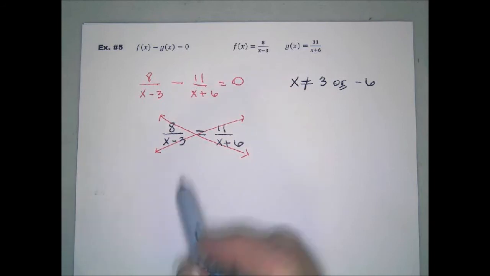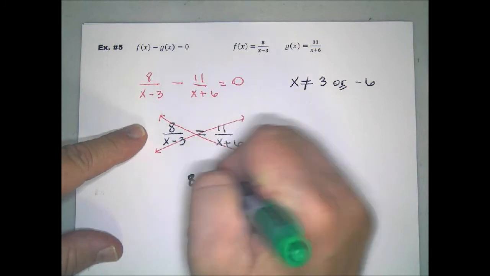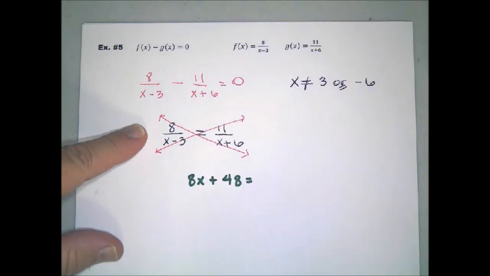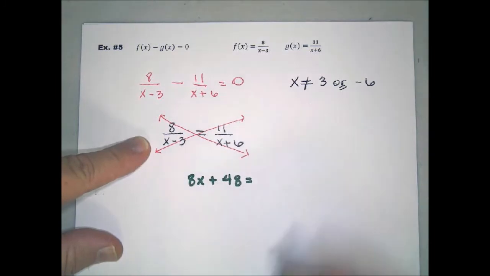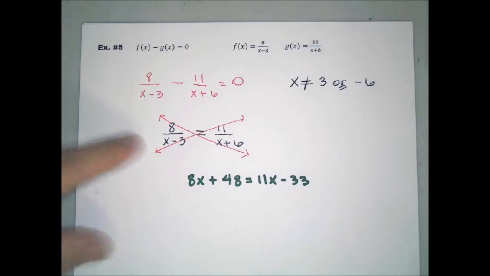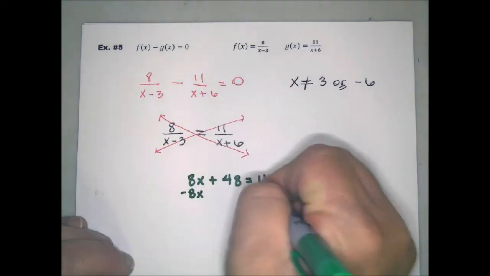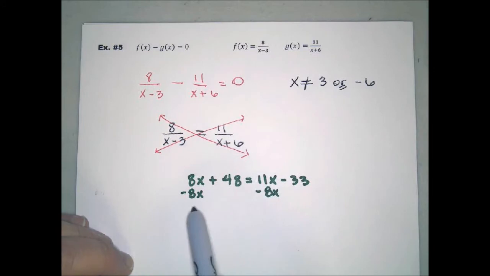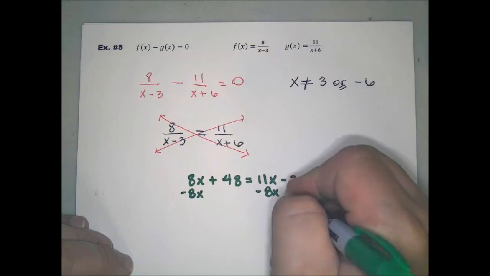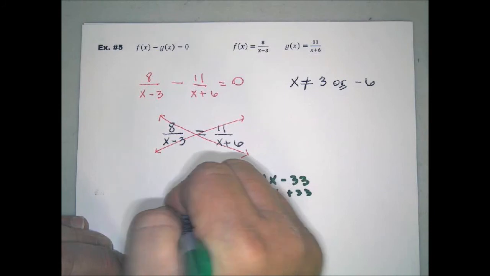And what we're going to get is 8 times x plus 6 is 8x plus 48 equals, now cross multiply the other way, 11x minus 33. And there you have it. It's downhill from here on out. Let's subtract the 8x. And since we moved the x's this way, I've got to take that negative 33 and move it the other way.